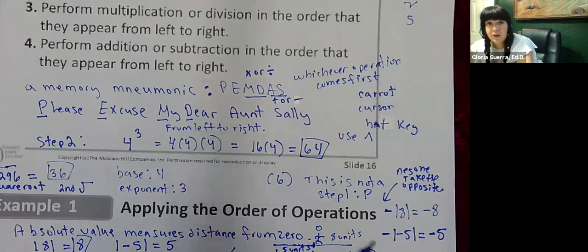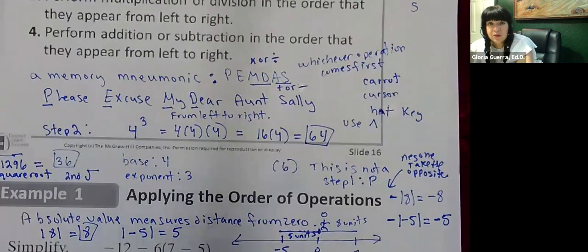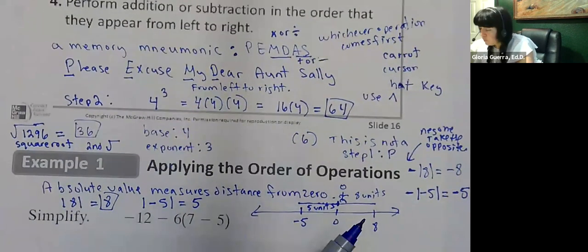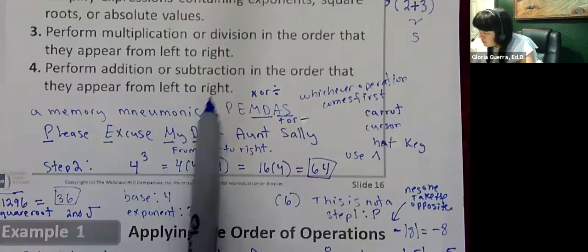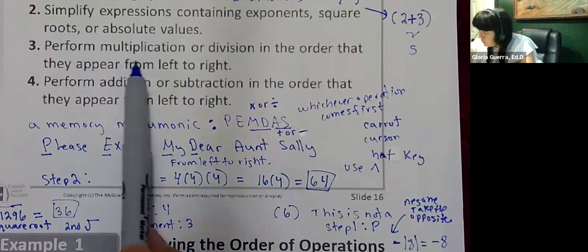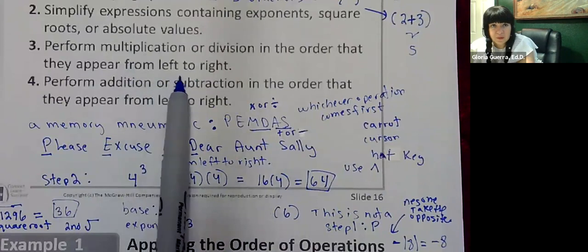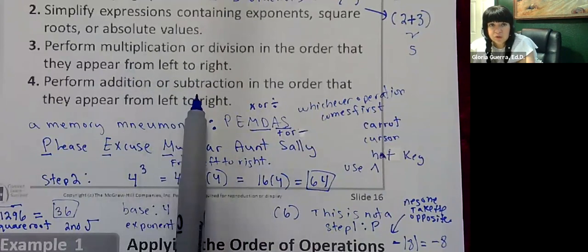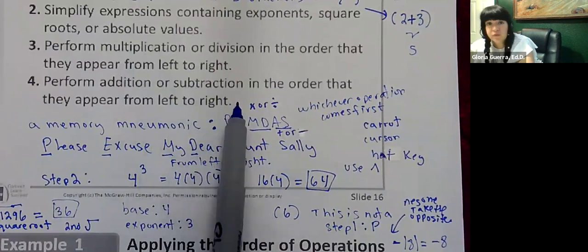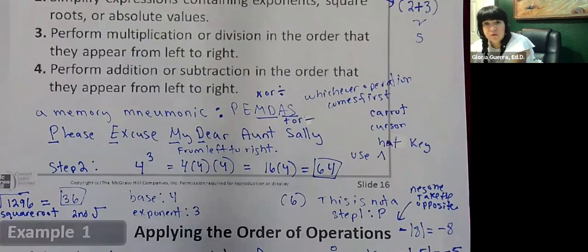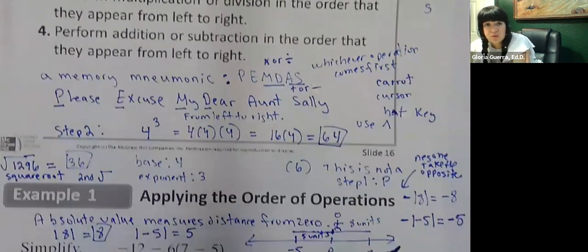Okay, so no memory mnemonic is perfect. Okay, and that's one of the flaws in this one. But they tell you here, it says perform multiplication or division in the order that they appear, in the order they appear from left to right. Perform addition or subtraction in the order that they appear from left to right. It tells you that there. So just follow directions, read and follow directions.